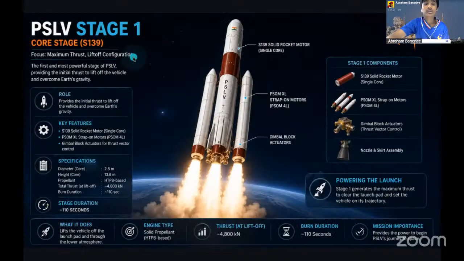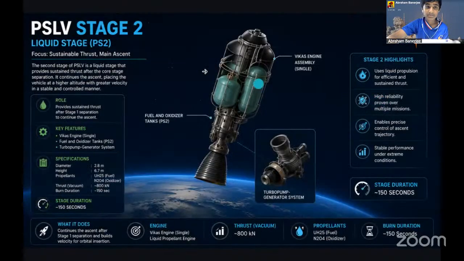Now I'd like to talk about PSLV stage 2. If you could see, this is the PSLV's first liquid stage. It consists of a turbo pump and it has a stage duration of 150 seconds after stage 1. This uses liquid fuel. So like I said, it needs this, and the engine that it uses is called the Vikas engine. This engine is made by India and it is highly reliable.